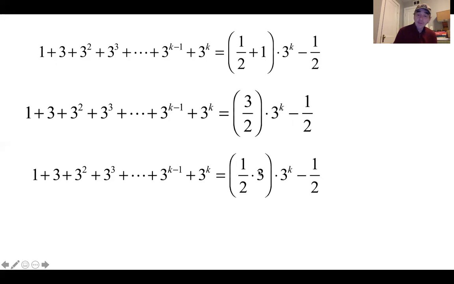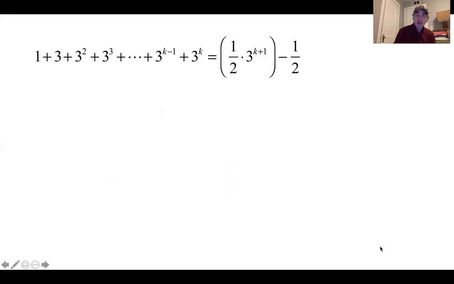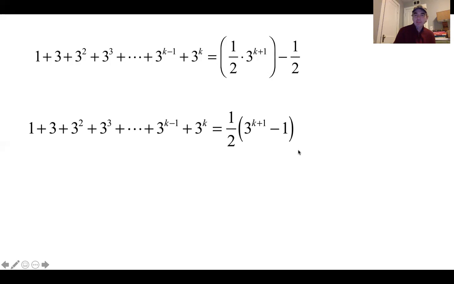And then 3 to the first times 3 to the k would be 3 to the k plus 1. When you have the same base, you add the exponents. So we get 1/2 times 3 to the k plus 1. So here we go: 1/2 times 3 to the k plus 1 minus 1/2. I certainly can factor the 1/2 out again. Left-hand side staying the same, nothing's changing. Factoring out this 1/2, what do I get? I get 1/2 times 3 to the k plus 1 minus 1. Was that my goal? The sum of the first k plus 1 powers of 3 is 1/2 times 3 to the k plus 1 minus 1.